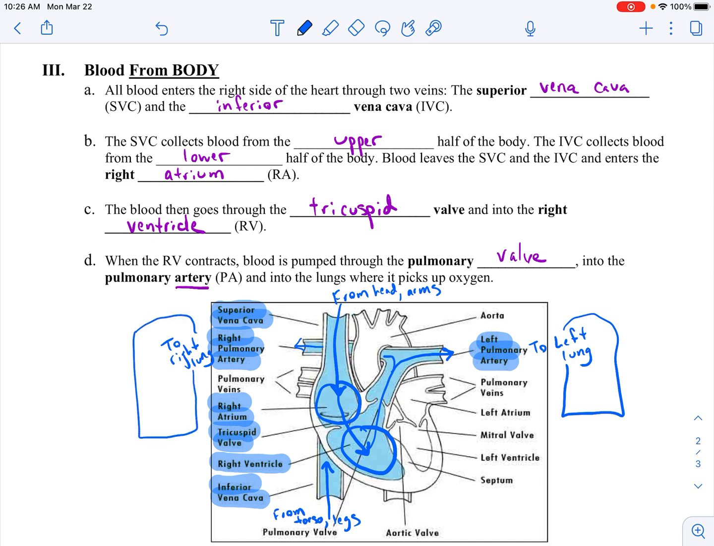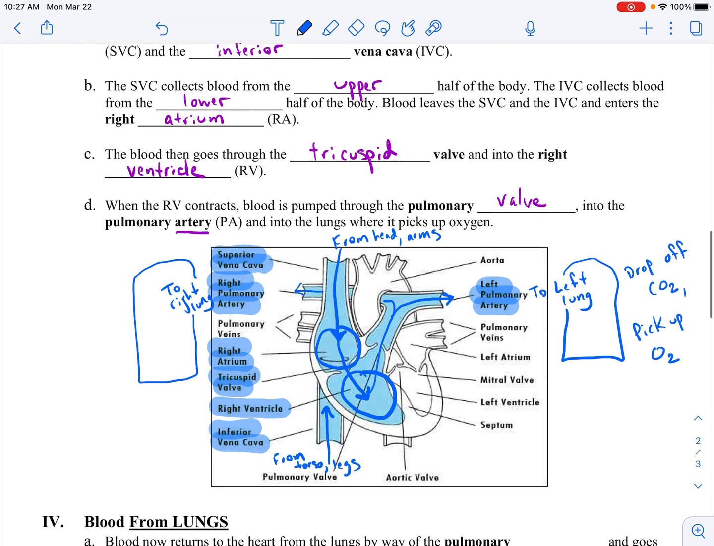Now, why is the blood going to the lungs? Because it needs to drop off carbon dioxide and pick up oxygen gas. So this blood is going to be dark red in color. So the right side of the heart has deeper red blood. And as soon as it goes to the lungs, it's going to become bright red.